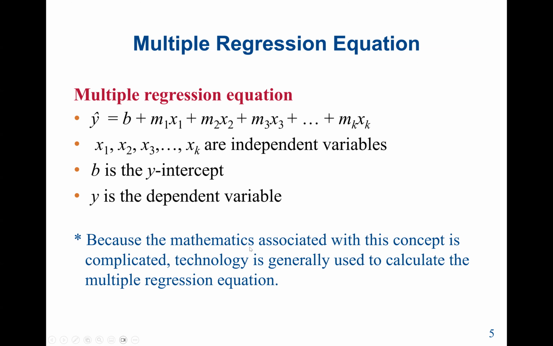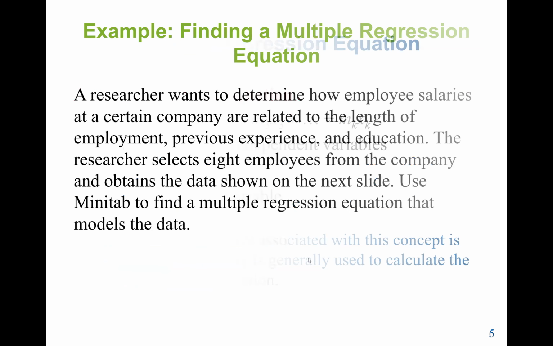Because the mathematics associated with this concept is very complicated, technology is generally used to calculate the multiple regression equation. Also, the data will be very large. For example, if we have 10 independent variables, each of these variables has its own data, so we may have a very large data set. Technology is the best way to go.